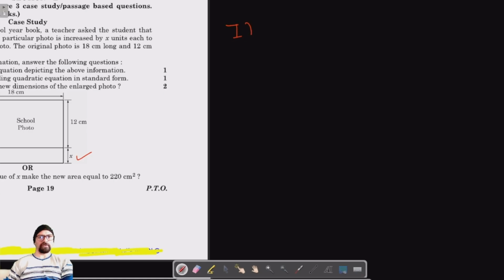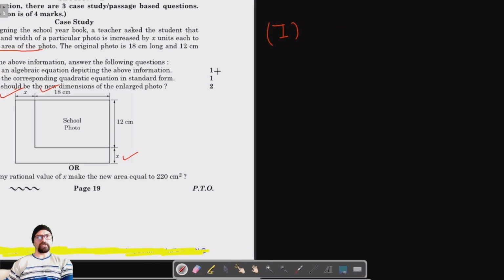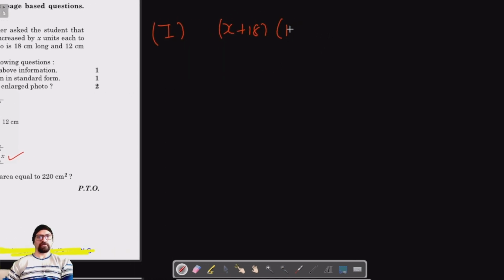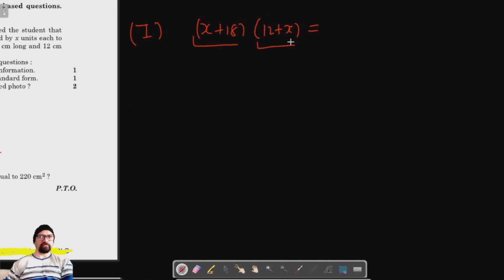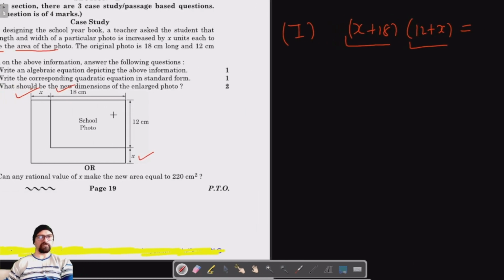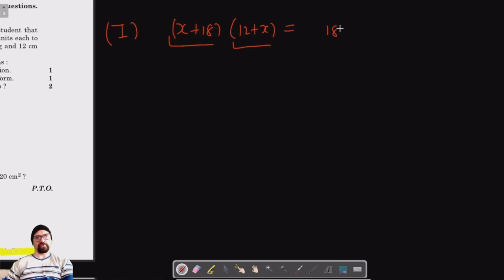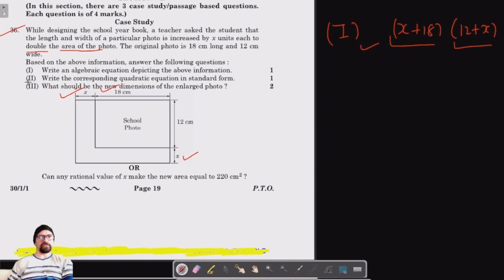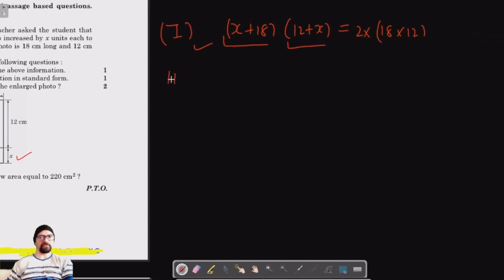So the algebraic equation depicting the new information is: now the length is x plus 18 and the breadth is x plus 12. If we multiply this, this will give us the area, but that area is now double of what it was before. Before, the area was 18 into 12 and now it's double. So this is the algebraic equation that depicts the given information. And second, we have to write the corresponding quadratic equation, which can be obtained by simplifying this.